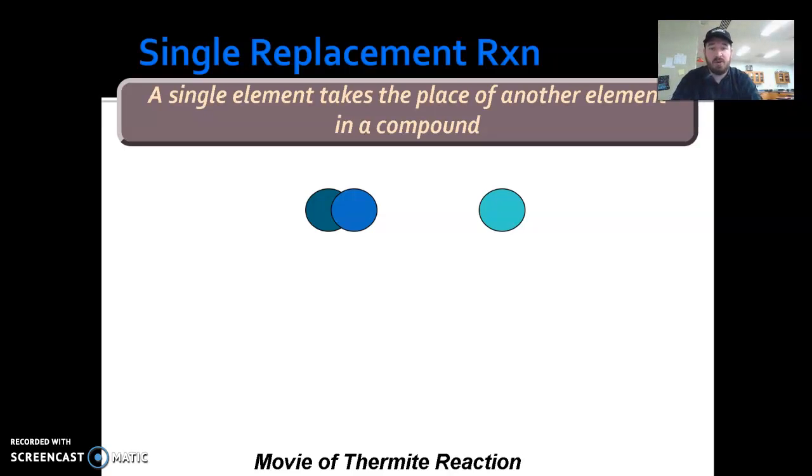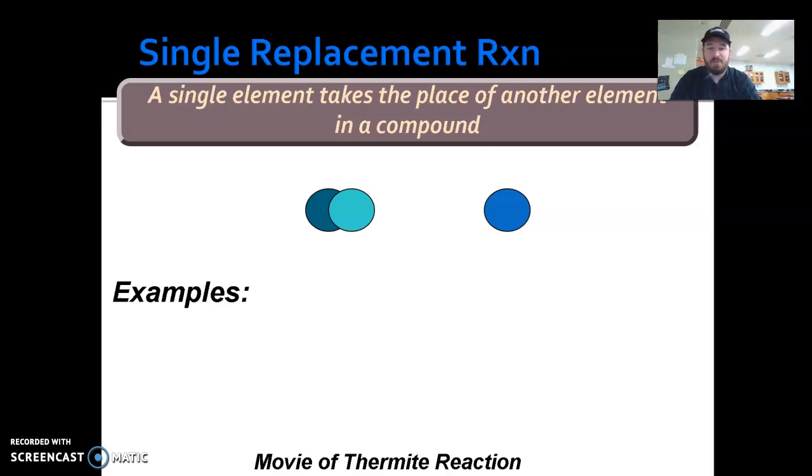This is where one single element takes the place of another element in the compound. I like to call this the Trey Songz of chemical reactions. I'm not sure if you're familiar with Trey Songz, but his nickname is Mr. Steal Your Girl. Right? And in this example, our green element that we have here in the picture is going to come in and steal the other element, and kick one out.